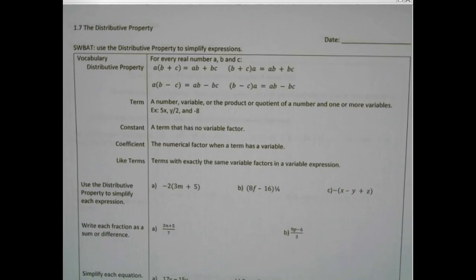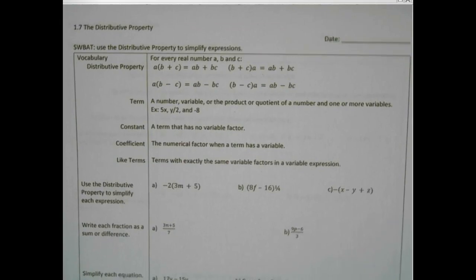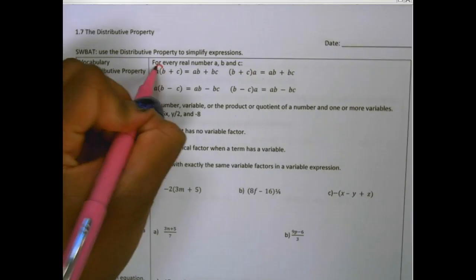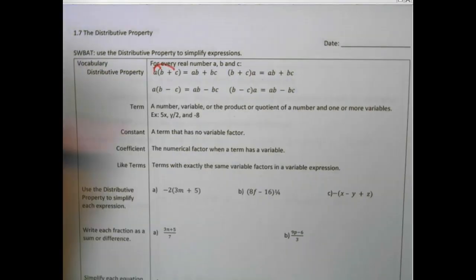For 1.7, we're going to be talking about the distributive property. Our SWABAT is to use the distributive property to simplify expressions. Quick review, distributive property. If I have a number on the outside of parentheses, I would distribute it by multiplying it to each term in the parentheses.